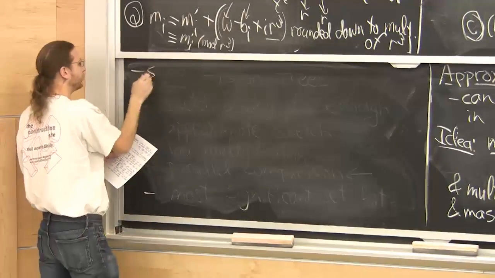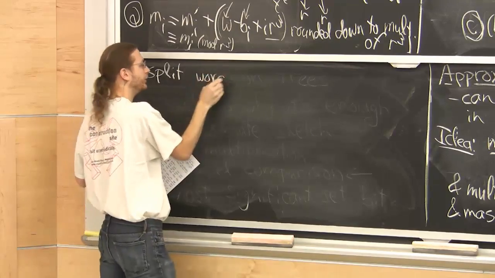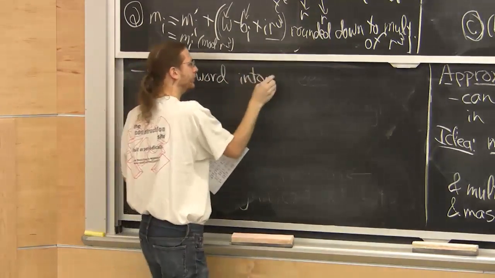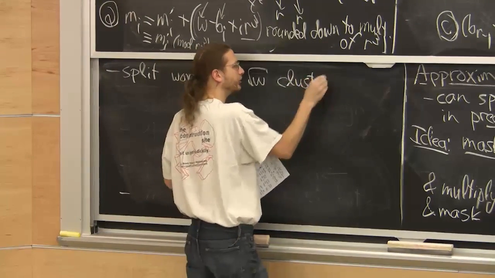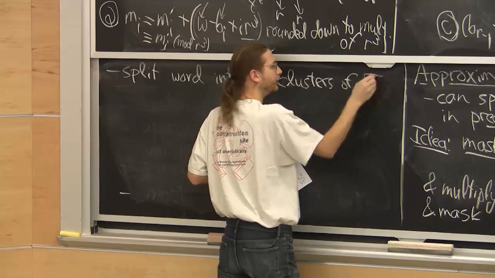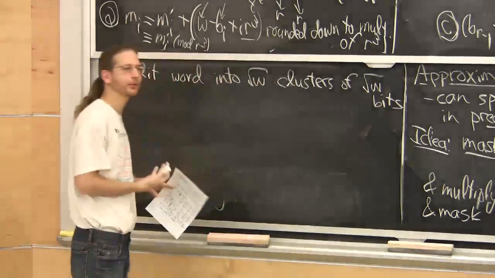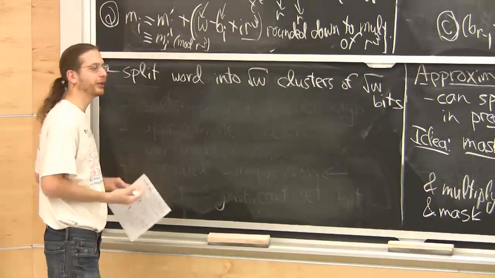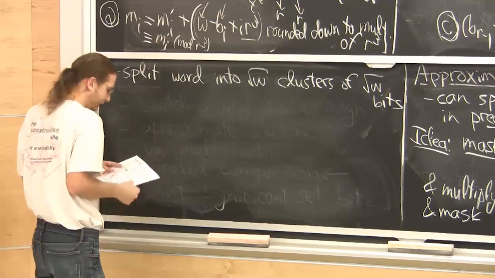So here's what we do. We split the word into root W clusters of root W bits. Sound familiar? This is exactly what we did in van Emde Boas, except van Emde Boas did this recursively. We're going to do it once. We can only afford constant time.